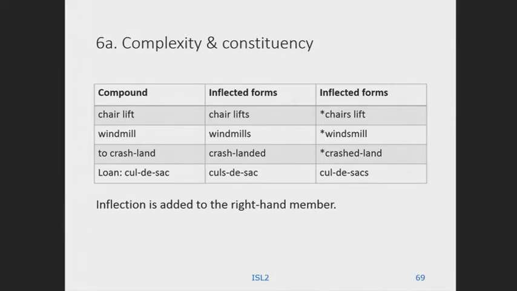And how can we tell what is actually the head, what is the center element? Well, for one thing, the way we just did when we look at the actual meaning, but also by looking at where we add the inflection. So we don't say chairs lift to make the plural, we say chair lifts. Or windmills, windmill to windmills, not windsmill. However, sometimes something happens with loan words, like a cul-de-sac. Do you know what a cul-de-sac is? A street that has a dead end at the end, so you can drive in and out, but you cannot go through.